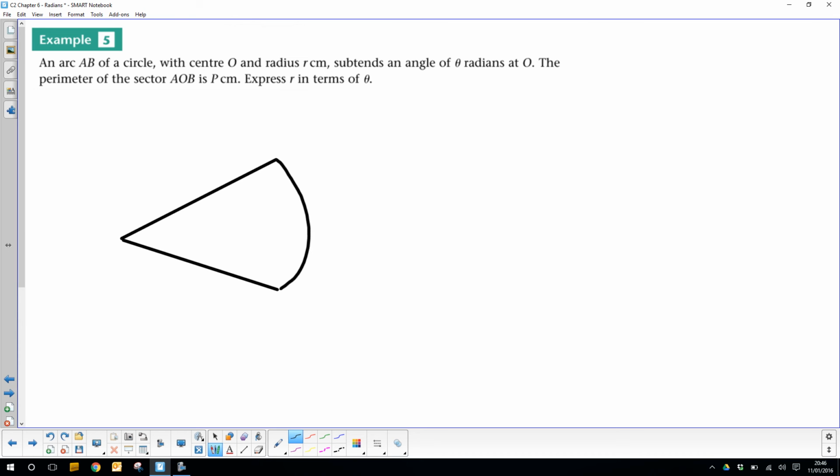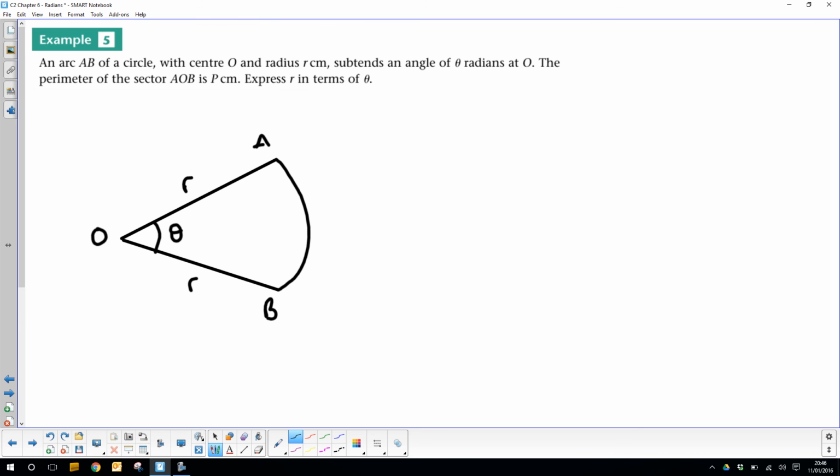And I apologise immediately if... Oh, that's not too bad. I think we can live with that. So an arc AB of a circle. So here's the arc AB that I've drawn with centre O. So that's here, O, and radius r centimetres. So we'll mark the two radii in, subtends an angle of theta radians at O. So there's theta. The perimeter of the sector AOB is P. Express r in terms of theta.